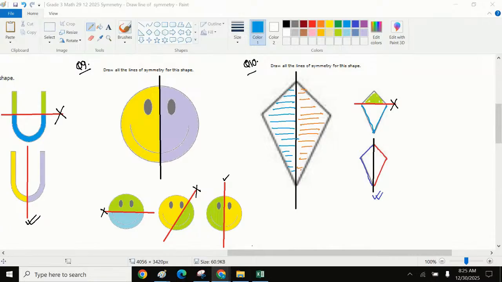Yes, option 2 is the correct option. Thank you, Rebecca. Okay, moving on further, let's try to make it a little more difficult, and let's see if there is a shape with multiple lines of symmetry.